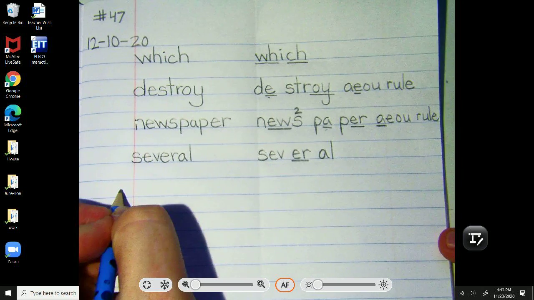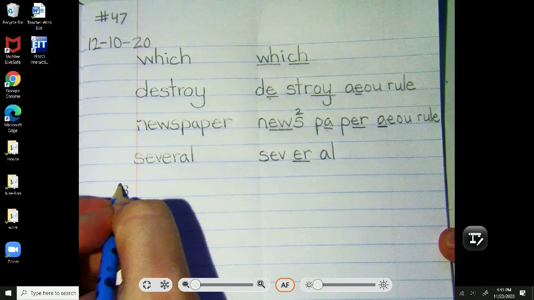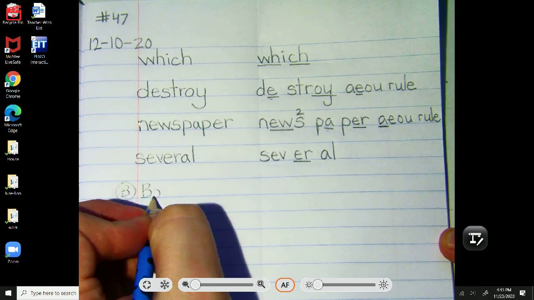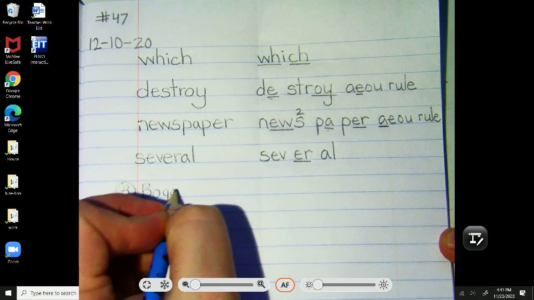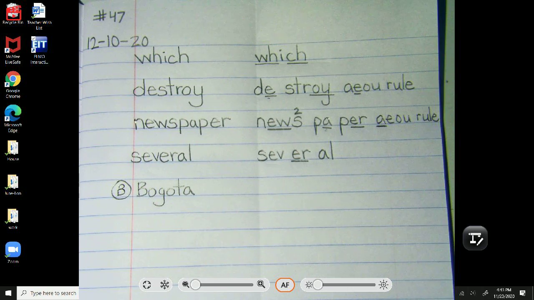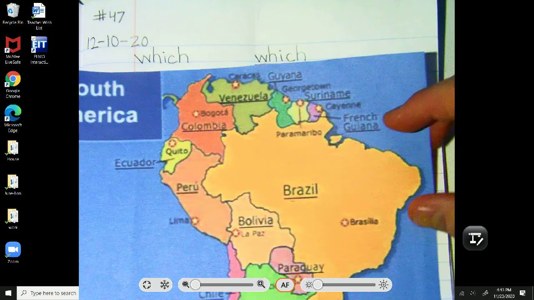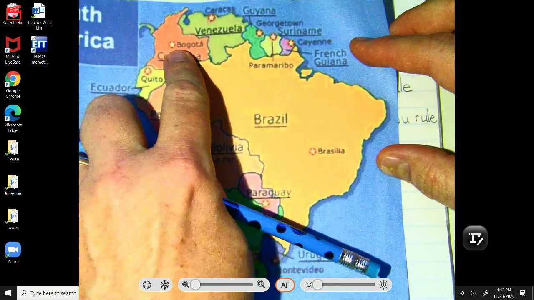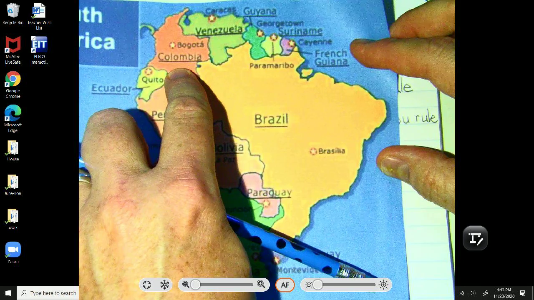And scholars, our bonus word is another capital city today. The capital city of Bogota. Bogota is the capital of Colombia. So Bogota. Here's a look at that on our map. So here's Bogota, the capital city of Colombia.